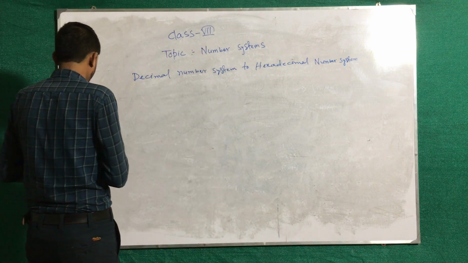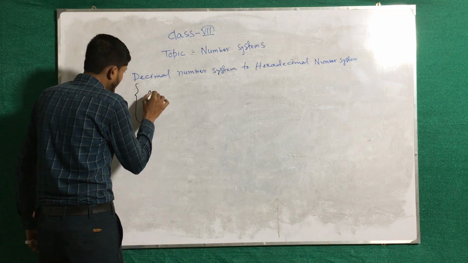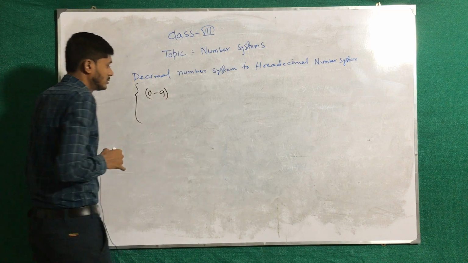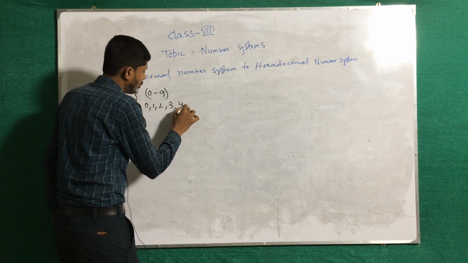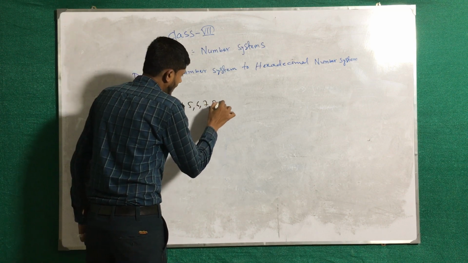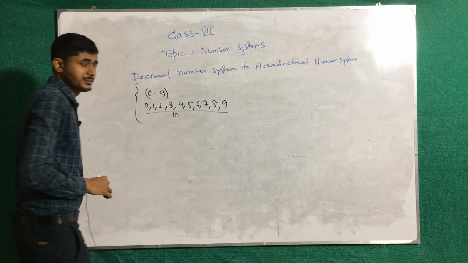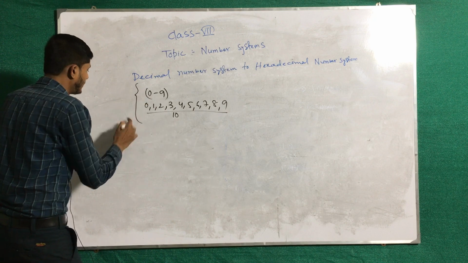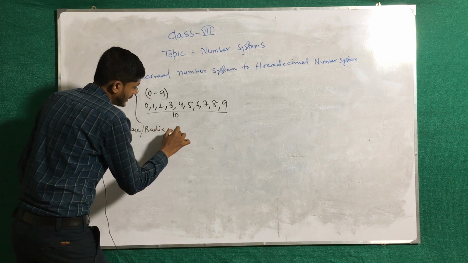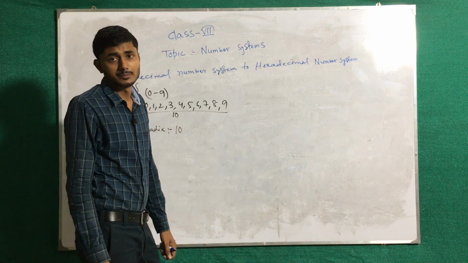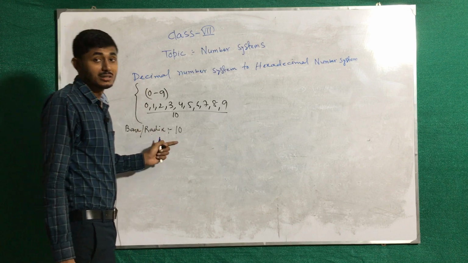Decimal number system takes the value from 0 to 9. That means 0, 1, 2, 3, 4, 5, 6, 7, 8, 9. How many digits are there? Total 10 digits, 0 to 9. So, the base or radix of the decimal number system is 10.